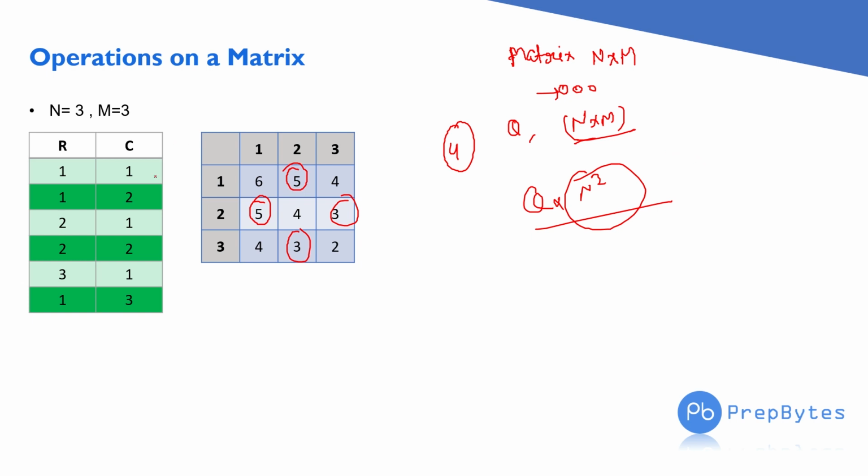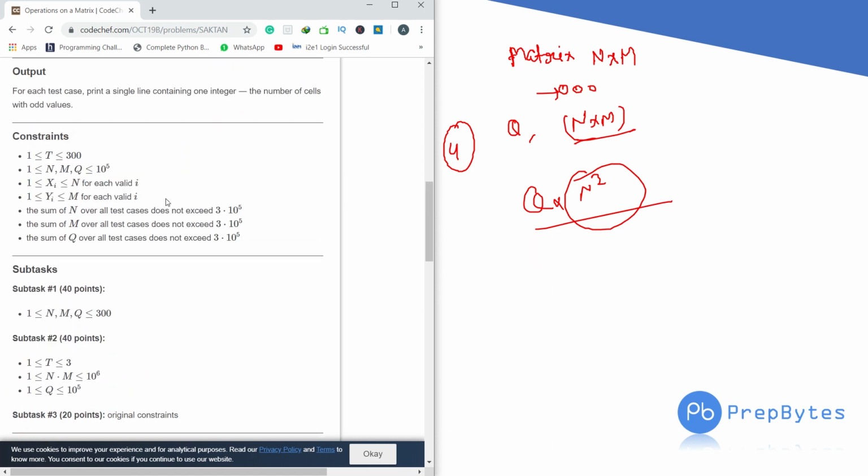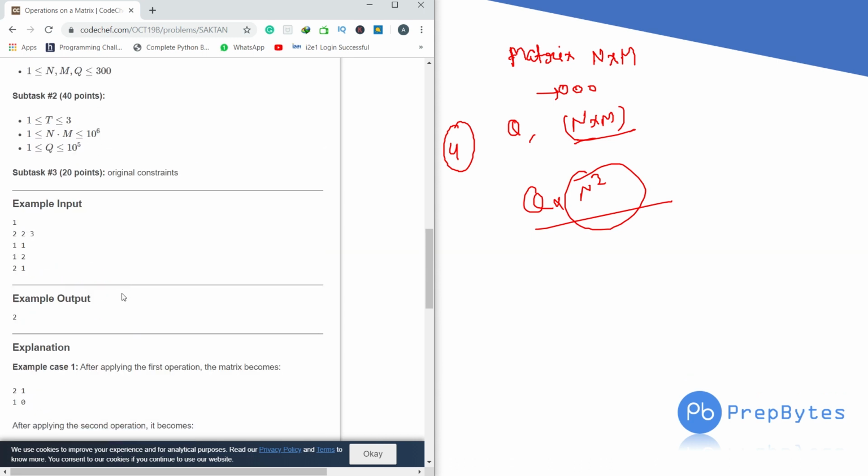You have to select a row and run a loop in that row, then select one column and run a loop in that column. So every time you have to run two loops inside q. So the brute force approach will actually not work. As you can see in the constraints, n and m can be 10 to the power of 5, so n square will definitely not work. It will go beyond 1 second.